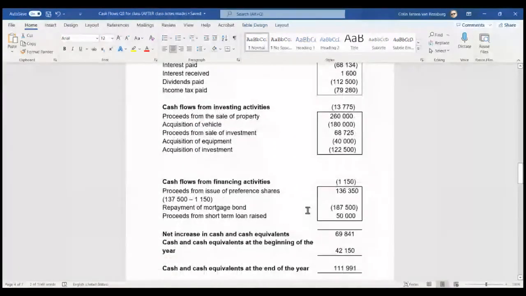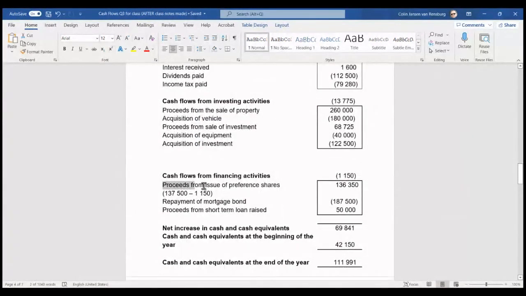We look for our financing activities. There we go. Proceeds from issue of preference shares. Exactly as we've said it, we're going to describe it, and we are only showing the net amount. In other words, the gross amount of 137,500 less the share issue expenses or the share issue cost that we've written off against the capital value. That gives us 136,350. Okay, so far so good.